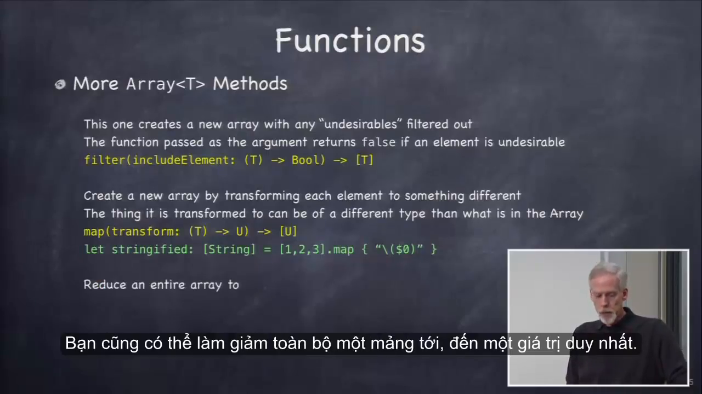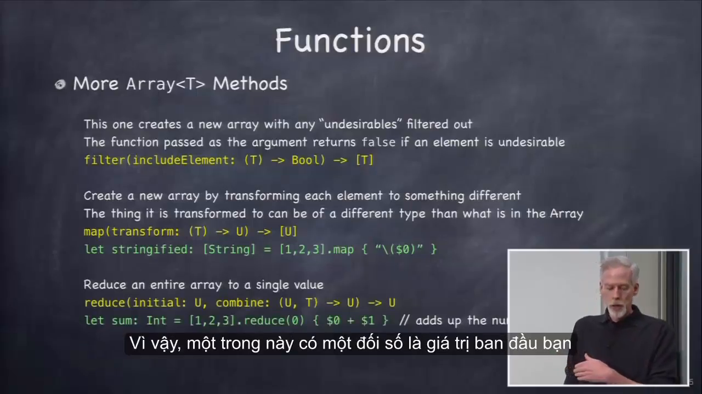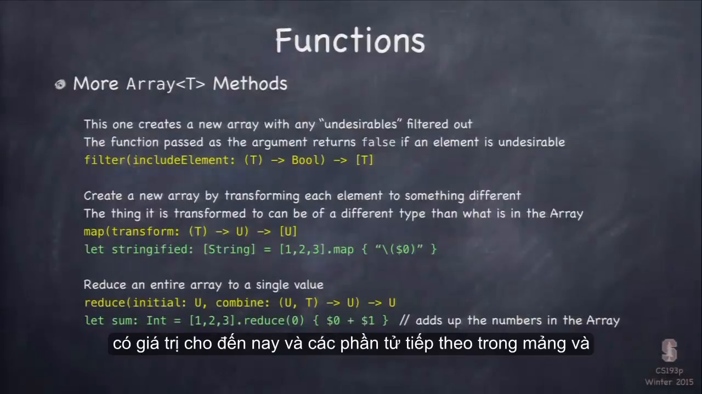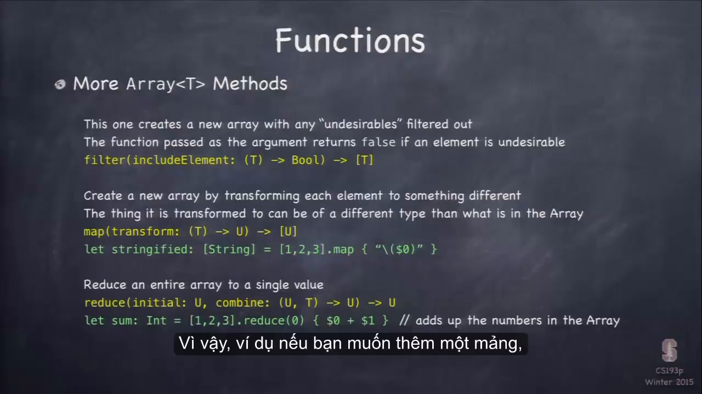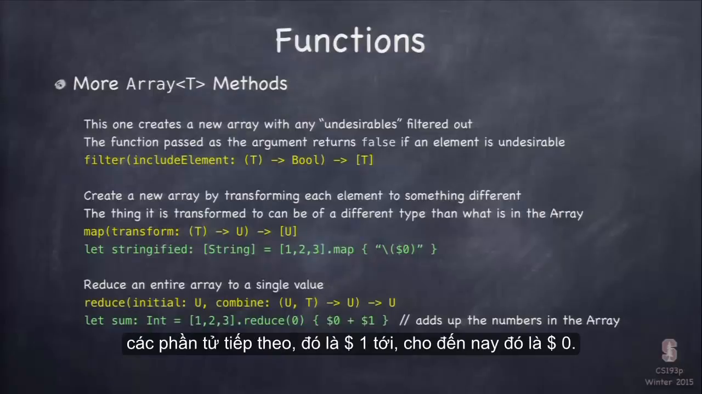You can also reduce an entire array to a single value. So this one takes an argument which is the initial value you want to start with, and then it just takes a function that takes the value so far and the next element in the array, and you return what the combination is. So you're just combining, combining, combining. So for example, if you wanted to add up an array, you could say 1, 2, 3, dot reduce, start with a 0, and then my closure is just going to add the next element, which is the $1, to so far, which is $0.